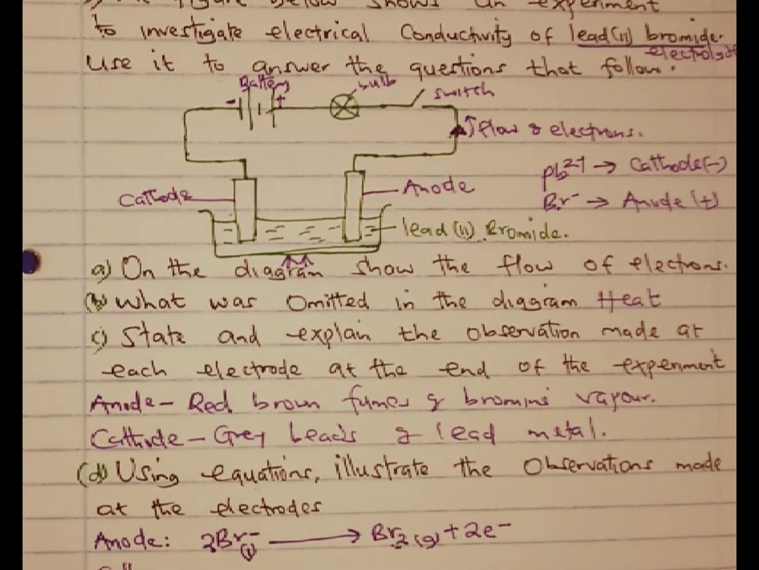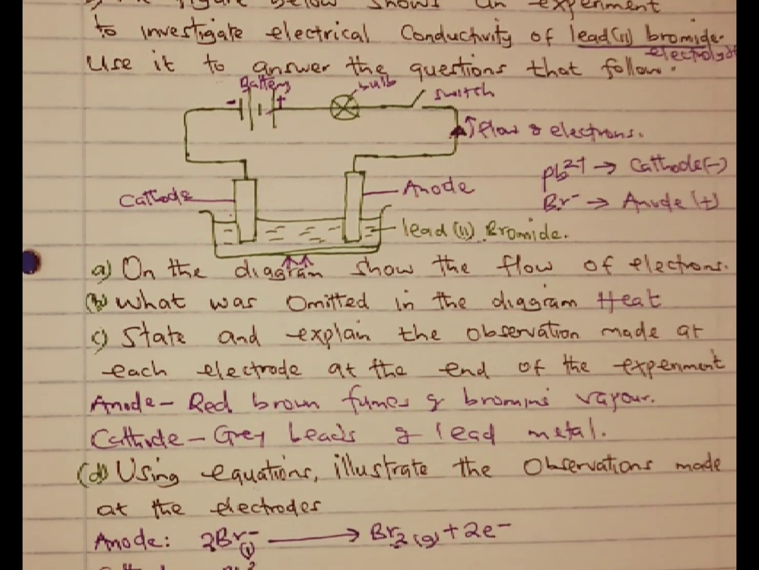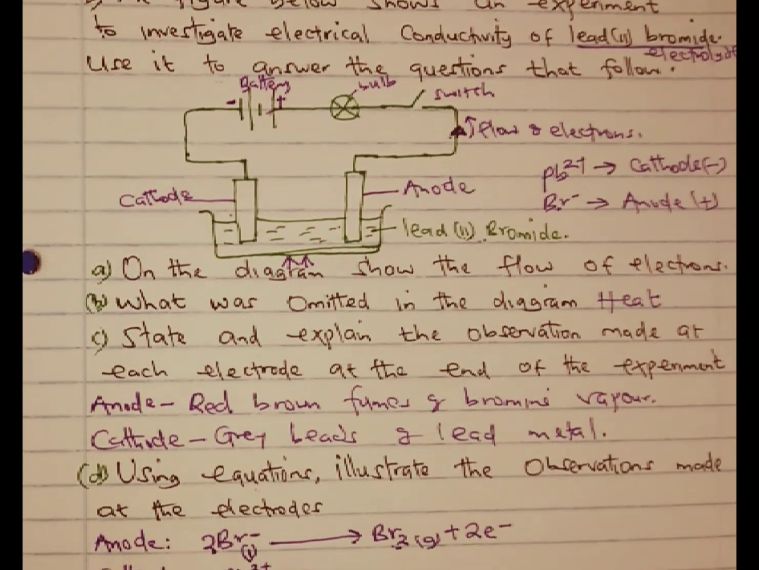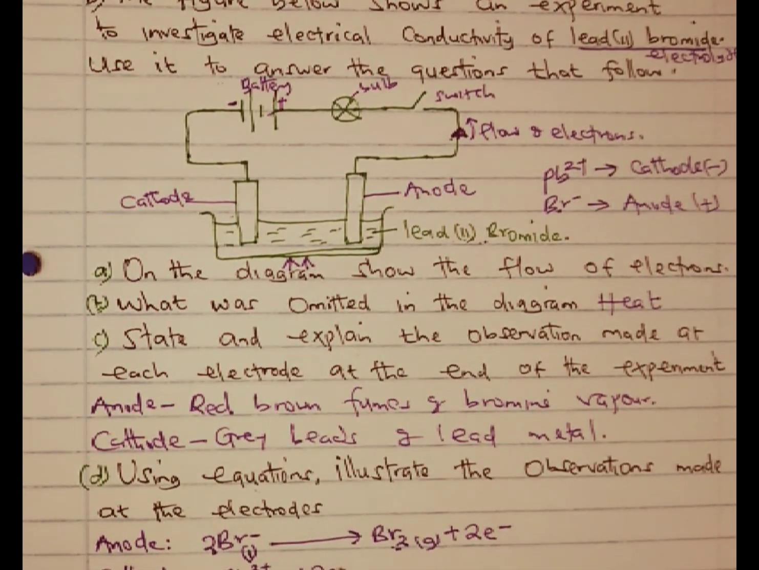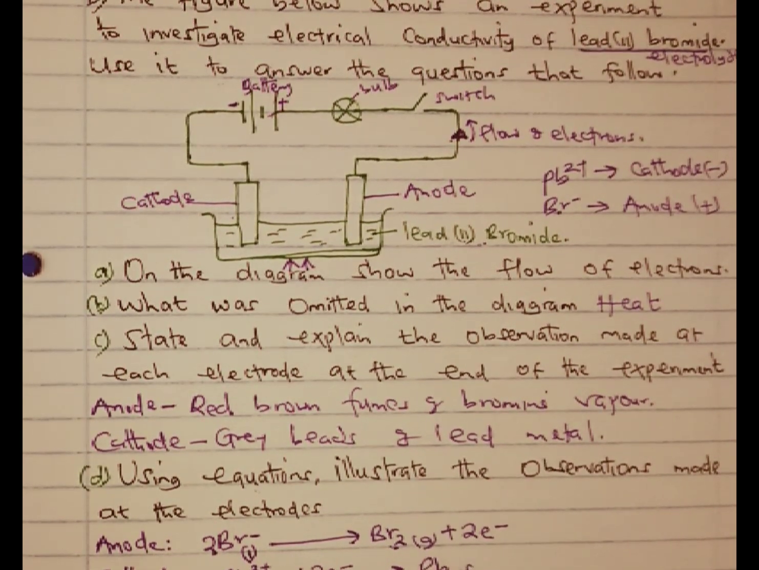We also need to look at what happens at the cathode. Remember, lead ions will move to the cathode where they gain 2 electrons to form a gray solid of lead metal.